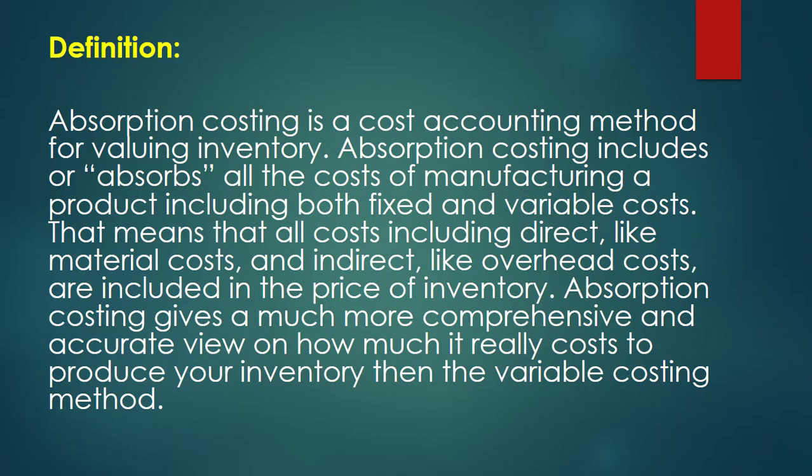If we go for the definition, we can say absorption costing is a cost accounting method for valuing inventory. Absorption costing includes or absorbs all the costs of manufacturing a product, including both fixed and variable costs. That means all costs including direct, like material costs, and indirect, like overhead costs, are included in the price of inventory. Absorption costing gives a much more comprehensive and accurate view on how much it really costs to produce your inventory than the variable costing method.